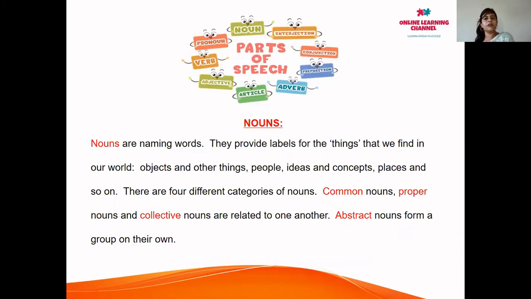What are nouns? Nouns are naming words. They provide labels for the things we find in our world, objects and other things, people, ideas, and concepts, places, and so on. There are 4 different categories of nouns. Common noun, proper noun, and collective nouns are related to one another. Abstract nouns form a group on their own.